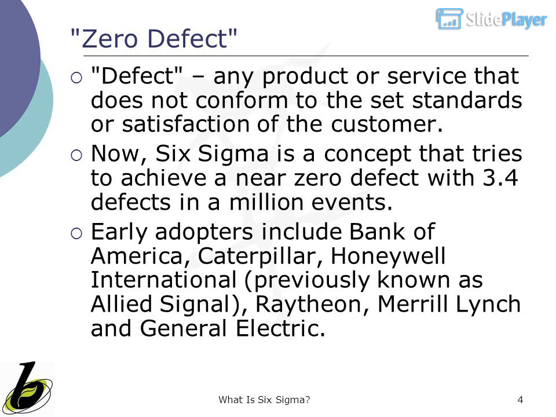Now, Six Sigma is a concept that tries to achieve a near zero defect with 3.4 defects in a million events. Early adopters include Bank of America, Caterpillar, Honeywell International, previously known as Allied Signal, Raytheon, Merrill Lynch, and General Electric.